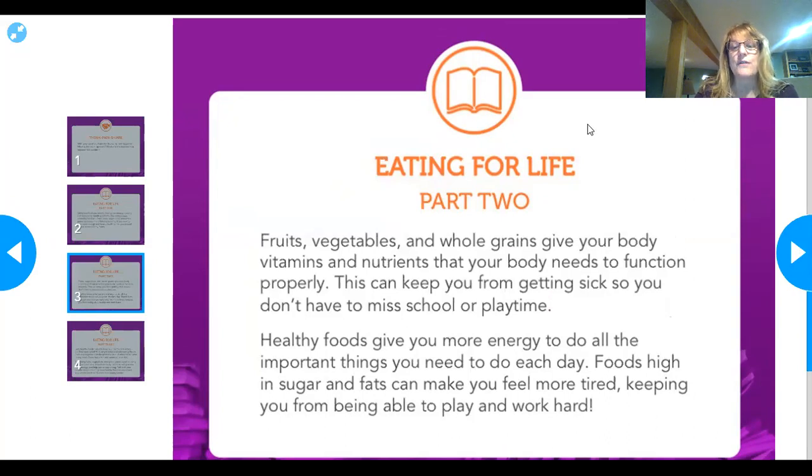Foods high in sugar and fats can make you feel more tired, keeping you from being able to play and work hard. You will do the same thing. If you have a sheet of paper, you'll just be jotting this down. Where is the reason? And then what sentences are the details or explanations?